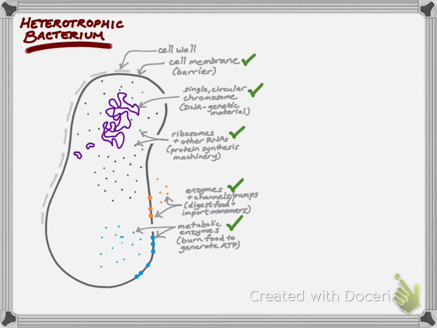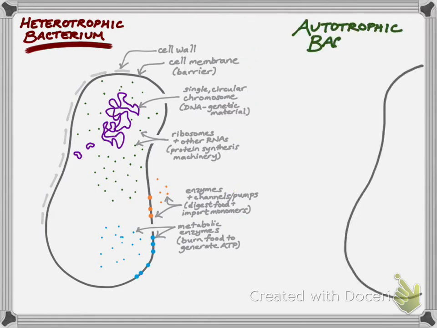Okay, this is one type of bacterium, a heterotrophic bacterium. That means it's taking in food from the outside world. We're going to compare that briefly to an autotrophic bacterium. And an autotrophic bacterium is, in my estimation, way cooler because instead of taking in food and then burning it for energetic purposes, they harvest stuff themselves and build stuff themselves.